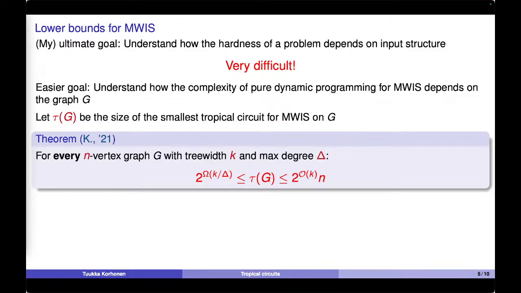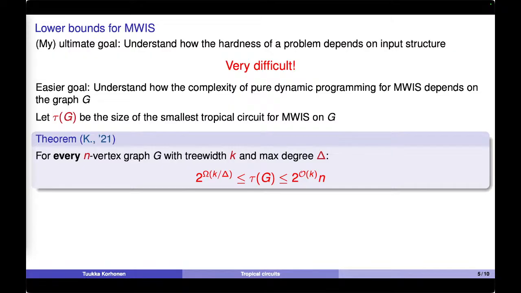So one of them is: for every graph that has a tree width k and a maximum degree delta, you have a lower bound on the tropical circuit size that is exponential in k divided by delta, and then the standard dynamic programming gives an upper bound that matches when delta is a constant. And these are tight bounds, but of course they're not tight for every graph. In general, this is the tightest result you can prove like this. So you need to divide by the max degree.